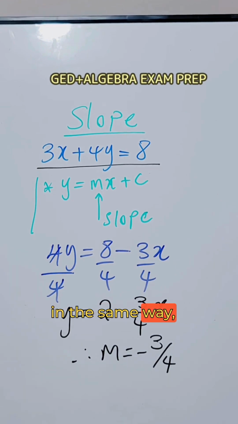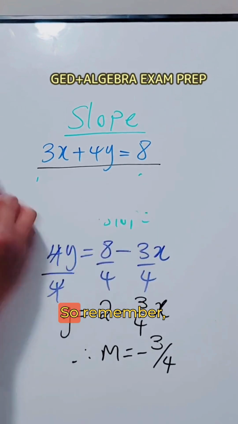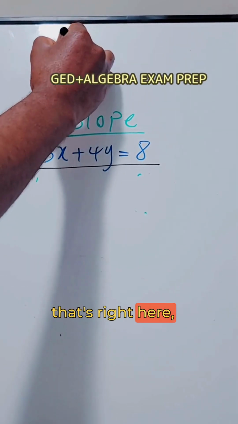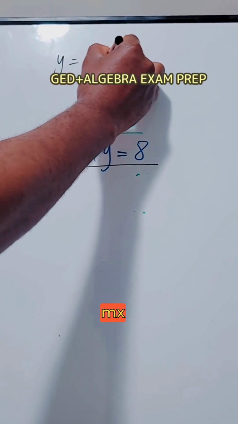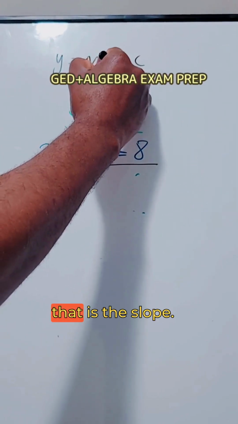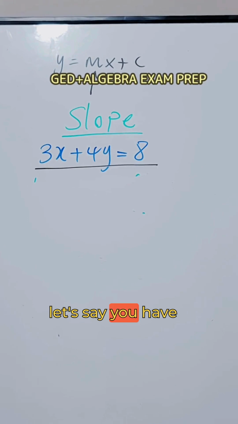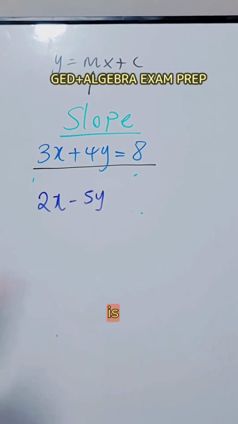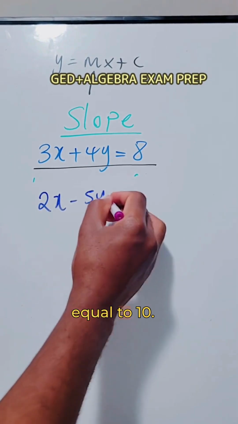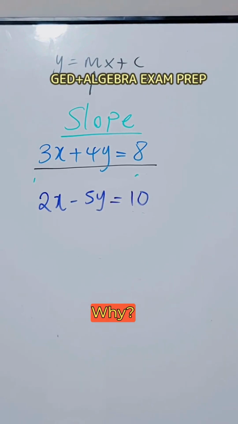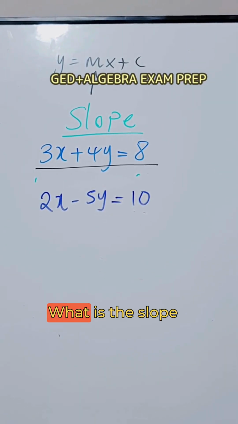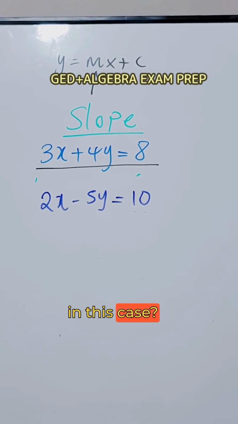Okay, so in the same way, I can give you another one. Let's see. So remember, slope form, just right here, y is mx plus c, right? That is the slope. So let's say you have 2x minus 5y is equal to 10. What is the slope in this case?